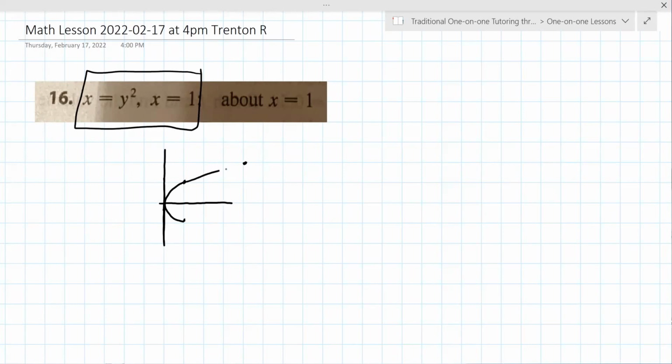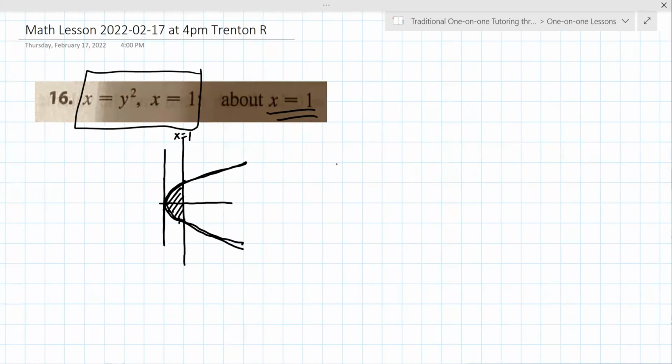So you got to be comfortable graphing these things without having a calculator available. So then there's a line x equals 1, and so it's this region in here. That's x equals 1, and it just so happens to be the same line that you're going to revolve it around. So this is actually a disk because there's no gap between the curve and that.